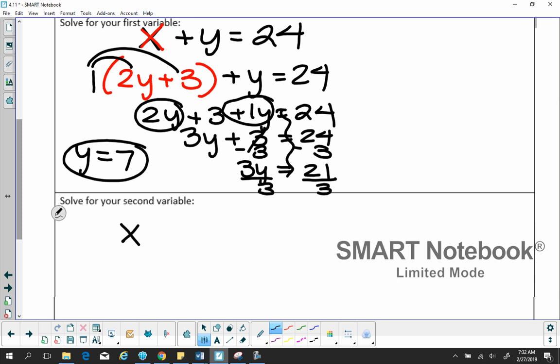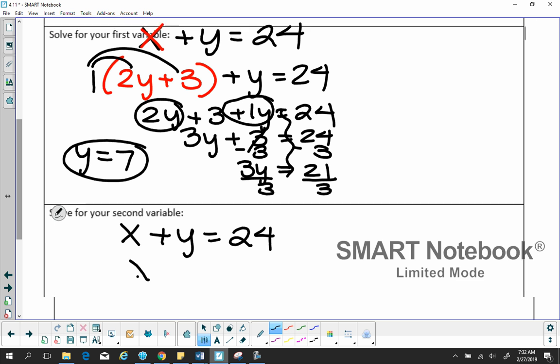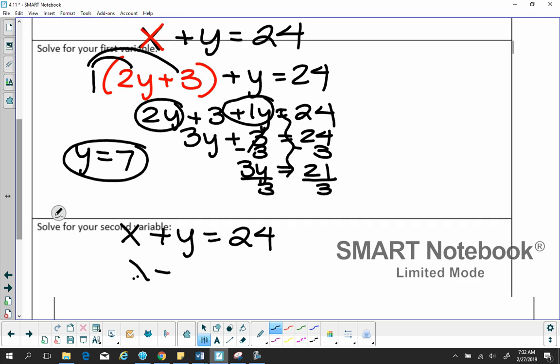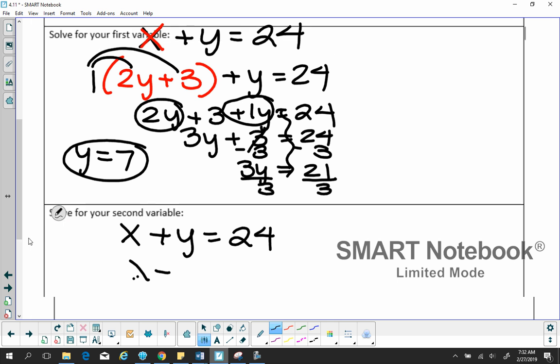We know that the girls plus the boys is 24. We know how many boys are in the class. How many boys are in the class? We just solved that. 7. So I would do X plus 7 equals 24. How do I figure out how many girls are in class?